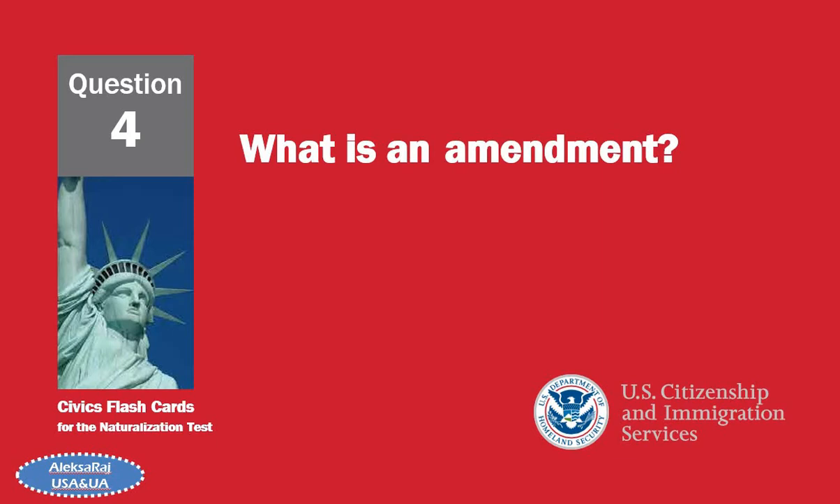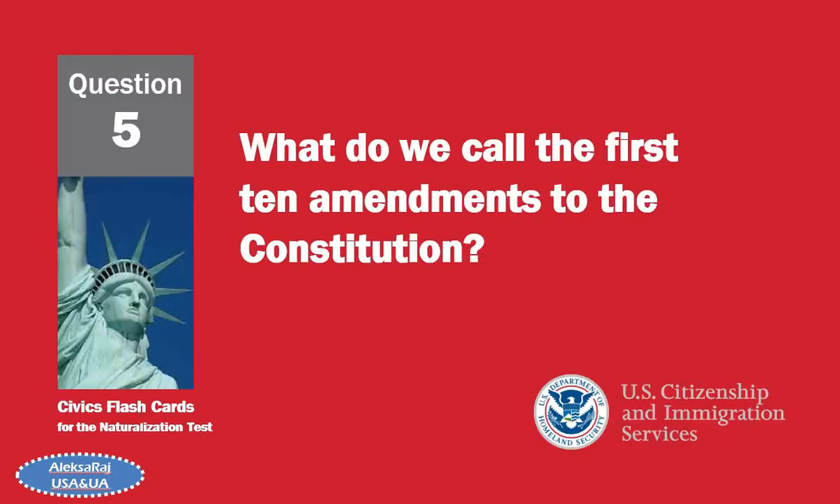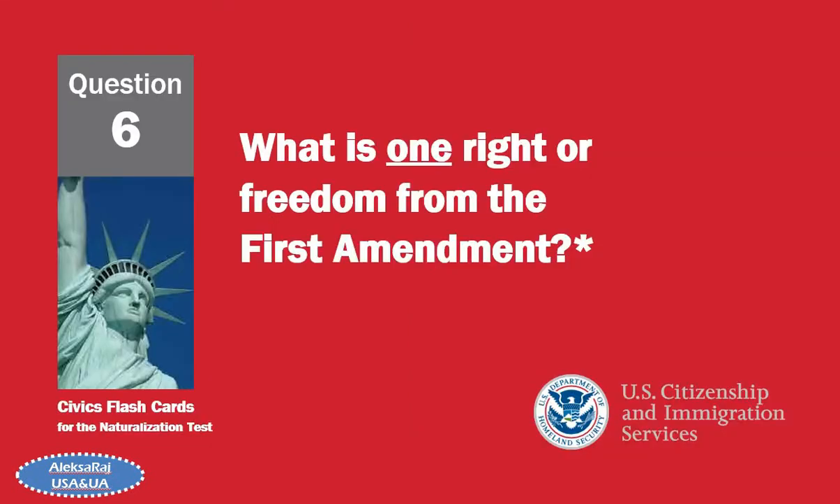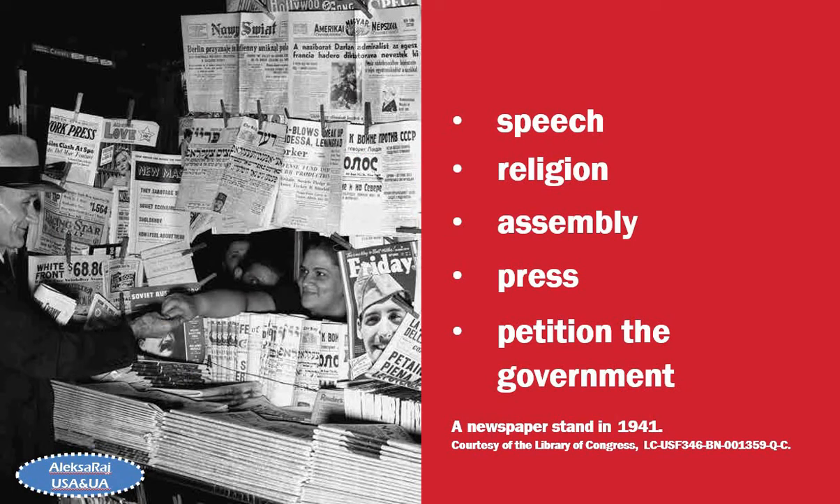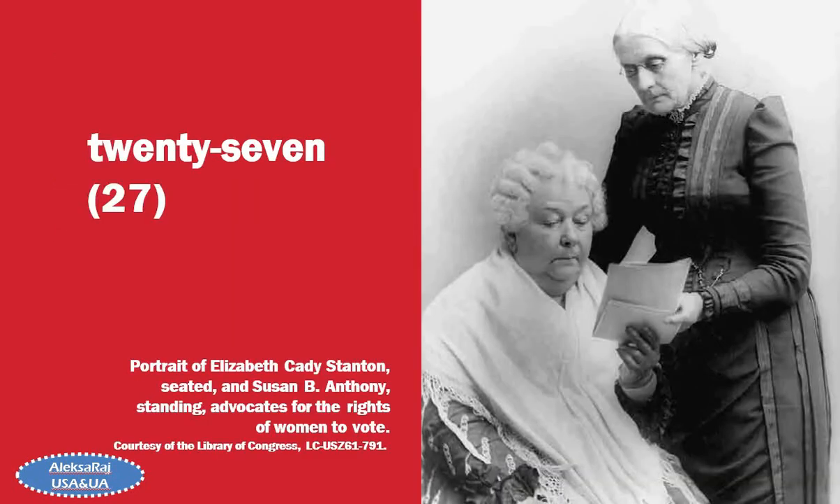What is an amendment? A change to the Constitution, an addition to the Constitution. What do we call the first 10 amendments to the Constitution? The Bill of Rights. What is one right or freedom from the First Amendment? Speech, religion, assembly, press, petition the government. How many amendments does the Constitution have? 27.